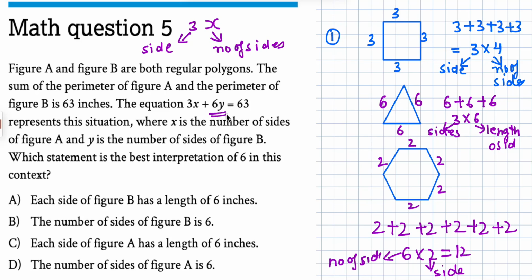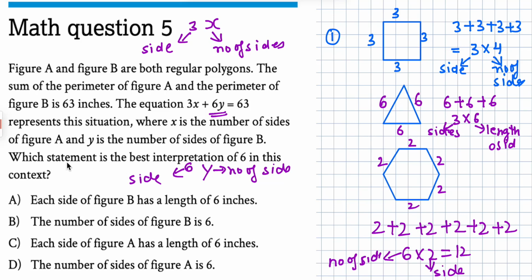Now if you see 6y, y is the number of sides. So that means 6 will be the measure of one side. This is the sequence we are seeing here, right? You can stop for a while and check the concept once again. So 6 is the measure of a side and y is the number of sides.